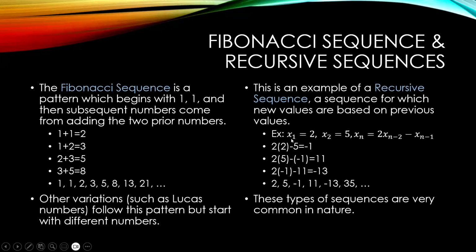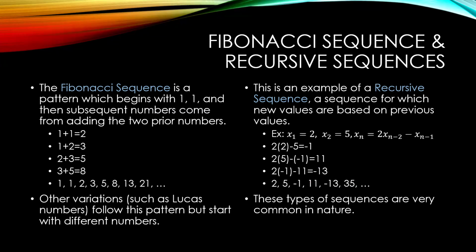For this example, let x sub 1 equal 2, let x sub 2 equal 5, and then let x sub n, whatever the next value is going to be, equal 2 times the value 2 before it, minus 1 times the value 1 number before it. And so looking here, we start with 2 and 5, and then we're going to do 2 times 2 minus 5, which is negative 1. Then it's 2 times 5 minus negative 1, which gives us 11. Then it's 2 times negative 1 minus 11, which ends up giving us negative 13. And we can continue this all the way out.